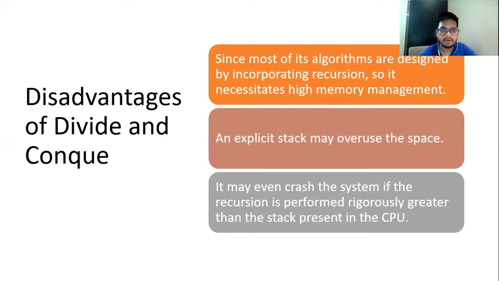Disadvantages of the divide and conquer technique. Since most of the algorithms are designed by incorporating recursion, it necessitates high memory management. An explicit stack may overuse the space, and it may even crash the system if the recursion goes deeper than the stack present in the CPU.